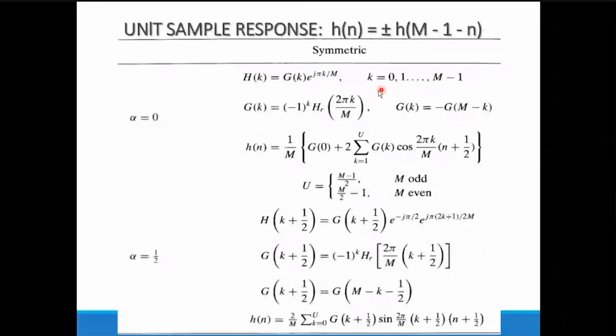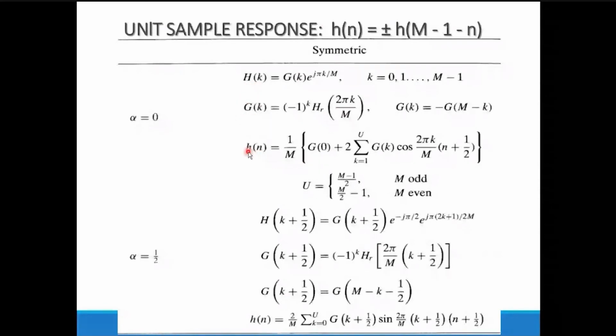In this equation, you require the value of g of k, which can be calculated by this equation, minus 1 raised to k H r 2 pi k by m, and g of k is the same as minus g of m minus k due to the symmetric condition. Now we can calculate h of n by applying this value. Now that we are able to calculate h of k, then g of k, we require the unit samples, that is h of n.